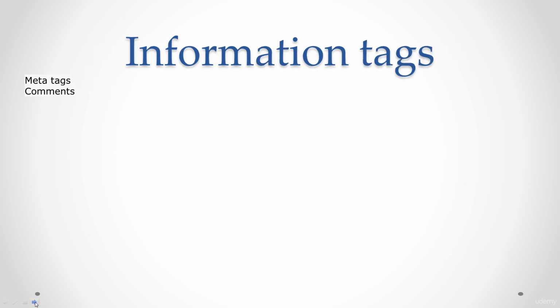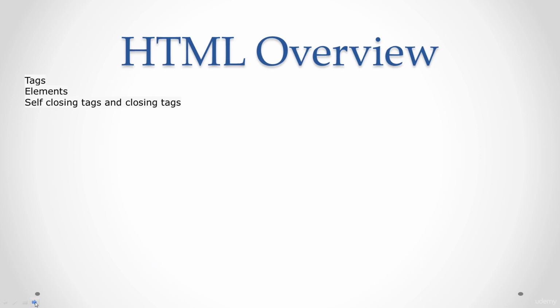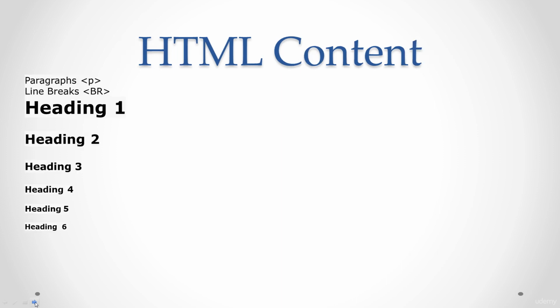So in the last lesson, we looked at meta tags, we looked at how we can add comments, we looked at titles and doc types. We looked at the different types of HTML tags and elements, and now we want to look at the actual content structuring for HTML. There are different ways to present the content. We briefly looked at paragraphs and line breaks, and now I want to go over headings as well within this section.